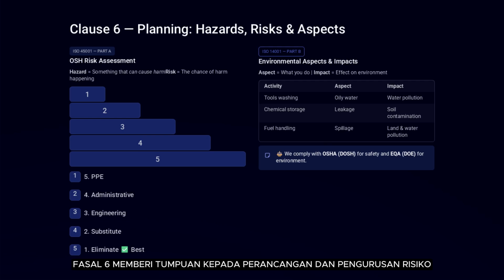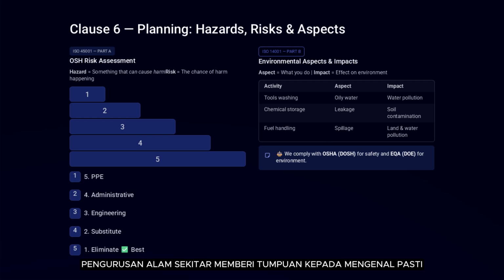Clause 6 focuses on planning and risk management. In safety management, we identify hazards and assess risks using risk assessment methods. A hazard is something that can cause harm. Risk refers to the likelihood and severity of that harm occurring.